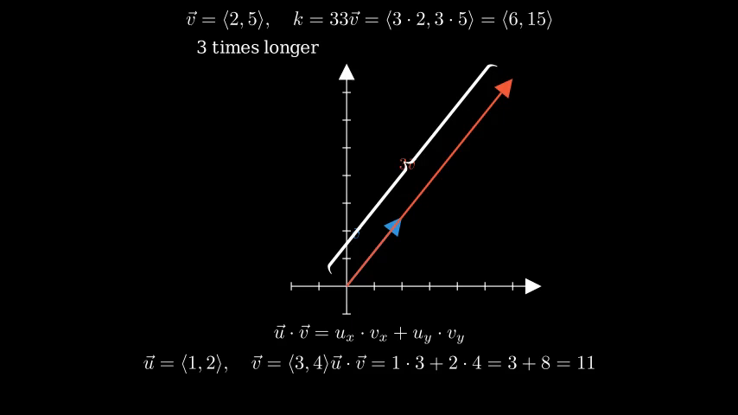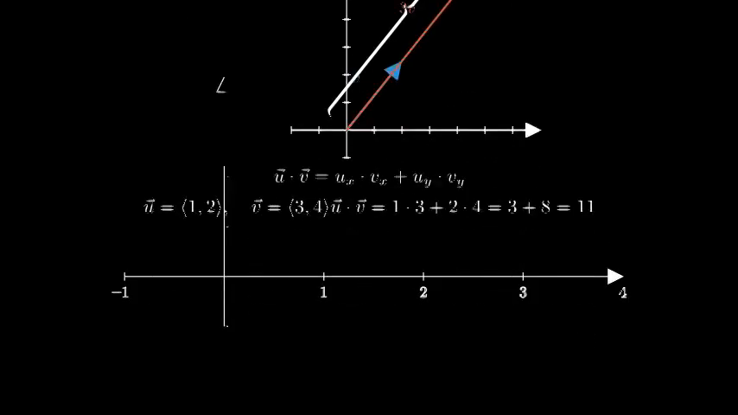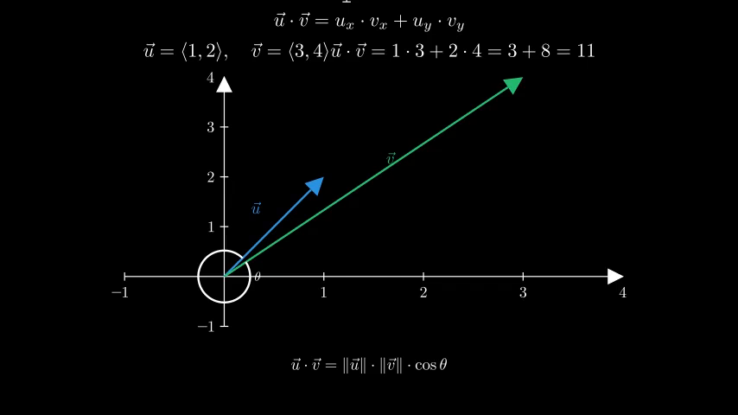If u equals ⟨1, 2⟩ and v equals ⟨3, 4⟩, then u dot v equals 1 times 3 plus 2 times 4, which equals 3 plus 8, which equals 11. The dot product has a geometric interpretation. It's related to how much two vectors point in the same direction. Specifically, u dot v equals the magnitude of u times the magnitude of v times the cosine of the angle between them.